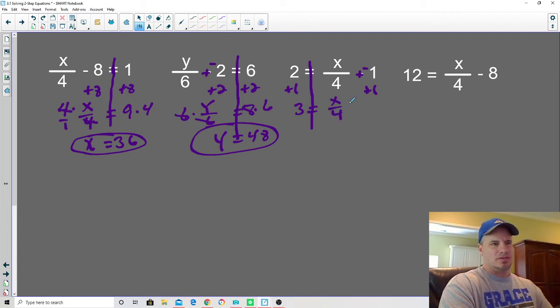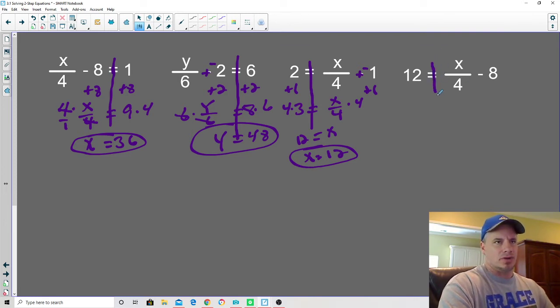Okay, now this is division, so you do the opposite, which is multiplication. And I get x equals 12. I kind of ran into this problem a little bit, but there's my answer. I'm just going to turn it around like that and write it like it should be written, x equals 12.